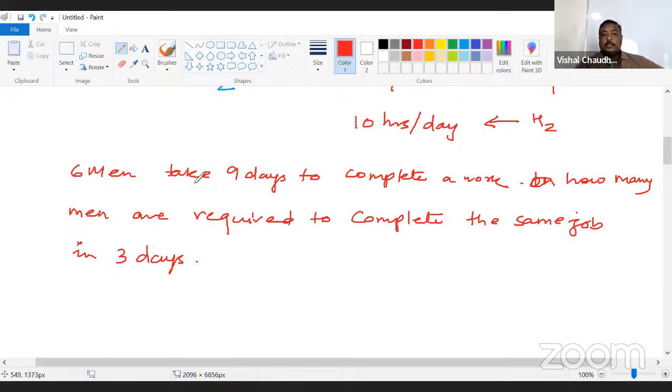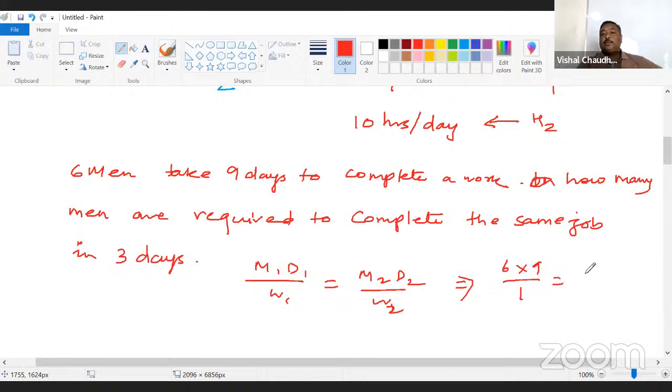So let's see. It is again here. It is M1 D1 by W1 is equal to M2 D2 by W2. Okay. What will happen? 6 men take 9 days to complete one job. So how many men are required to do it in 3 days? So 3 times something, we have 3. 6 nines are 54... 6 threes are 18. Did you get my point? Okay. So it is 18.